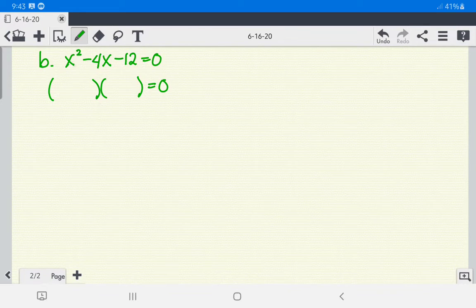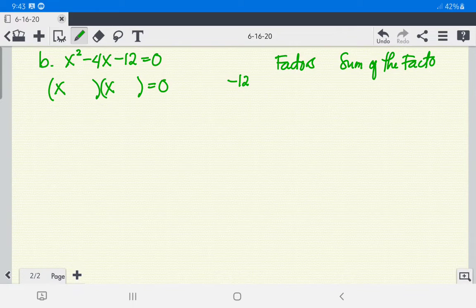Then, we all know that factors of x squared are x and then x. How about negative 12? What are the factors wherein the sum of the factors should be negative 4? Let's say we have positive 3 and negative 4. If you get the sum of that, that is negative 1.